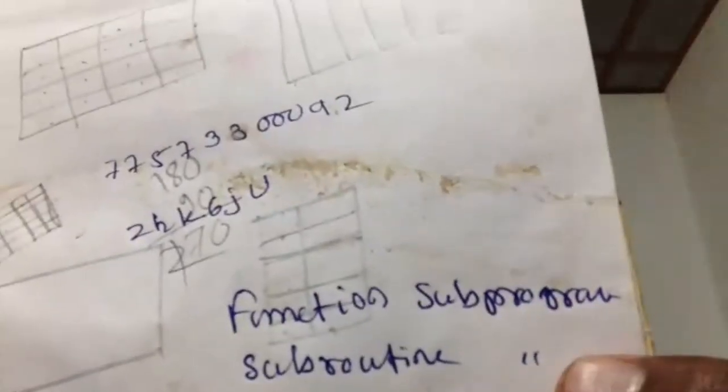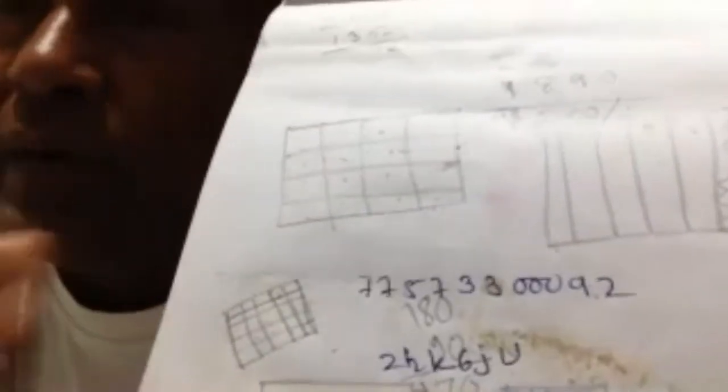And one thing I forgot to tell, there are 2 types of function subprogram. Subprogram has two types. One is function subprogram. Another is anyone? Another is subroutine subprogram. Recursion is another concept. One is function subprogram, another is subroutine subprogram. The concept is slightly different. Function subprogram always returns one value.